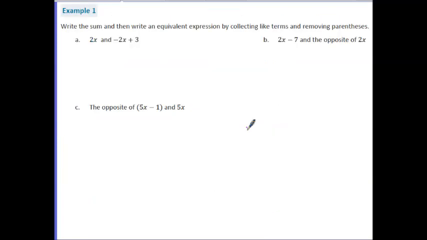Start with example 1. It says write the sum and then write an equivalent expression by collecting like terms and removing parentheses. Part A wants us to write the sum of 2x and negative 2x plus 3. So I'm going to start with my 2x. Sum means to add. And because this has two terms in it, I'm going to group them together in a set of parentheses.